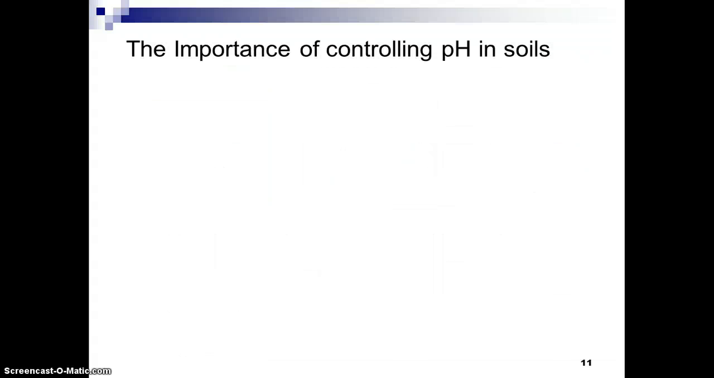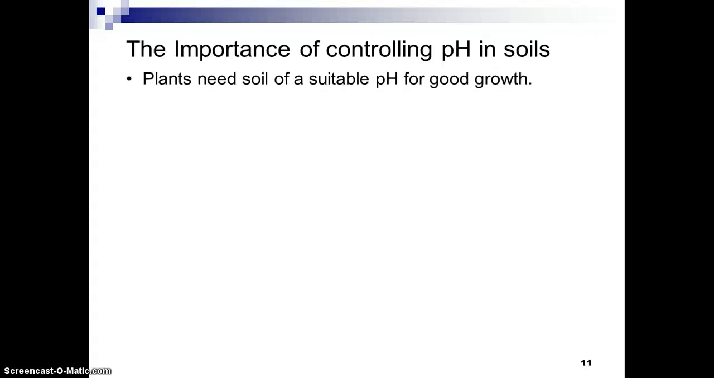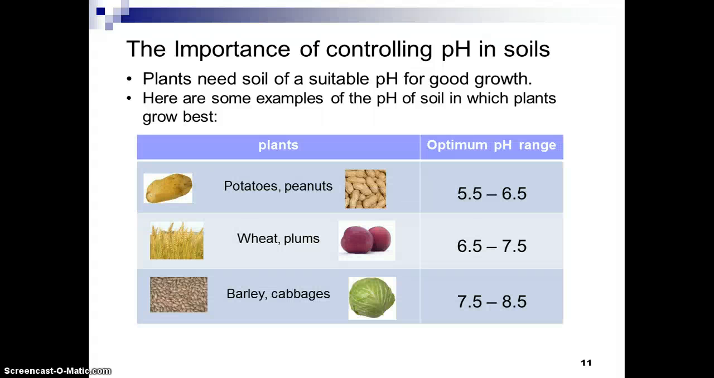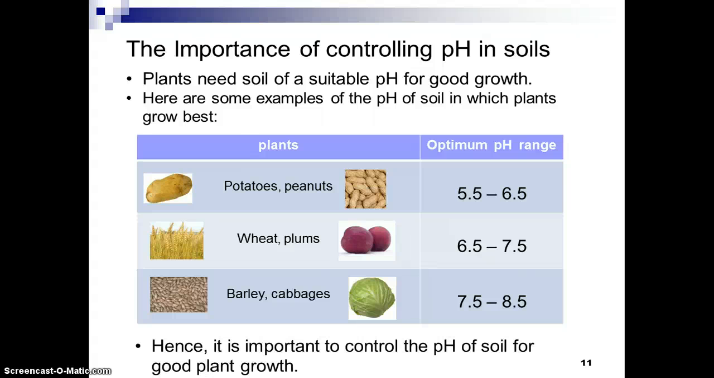Okay, what's so important about controlling pH in soils? Plants need soils of a suitable pH for good growth. Examples are potatoes and peanuts. They grow very well at pH of 5.5 to 6.5. Wheat or plums grow very well at pH of 6.5 to 7.5. Barley and cabbages grow very well at pH of 7.5 to 8.5. Hence, it's important to control the pH of soil for good plant growth.